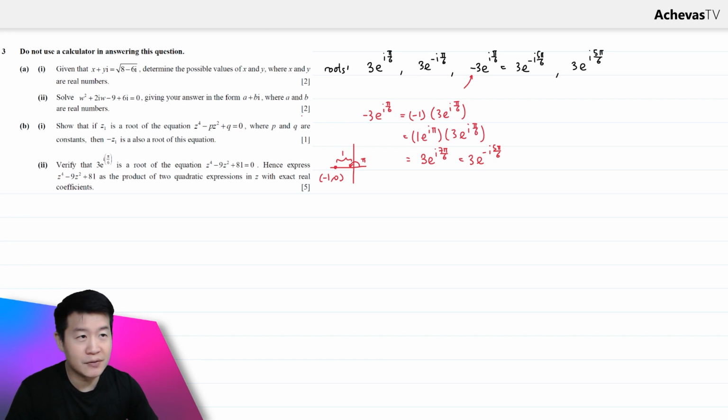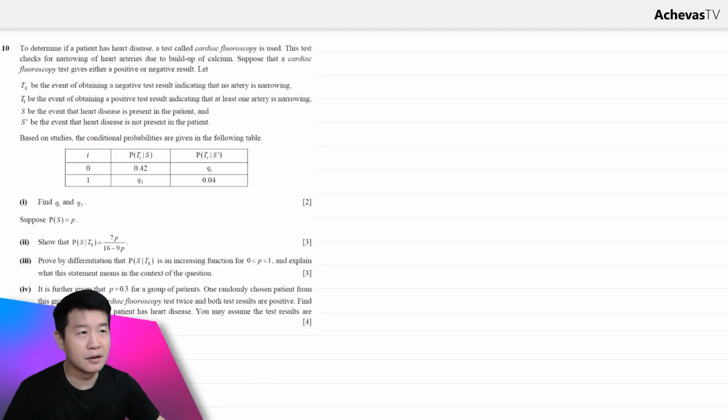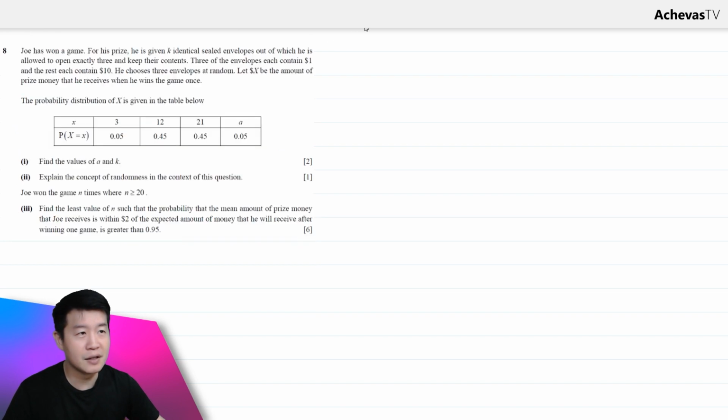Let me erase this first. So we have 4 roots. Whoops, what happened? Oh no, did I erase the whole thing? Hang on, let me see.